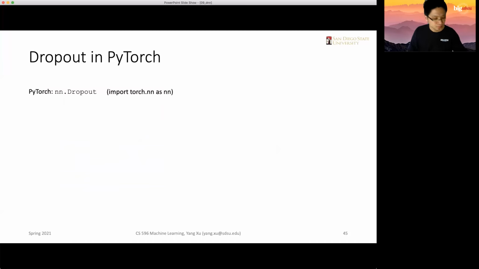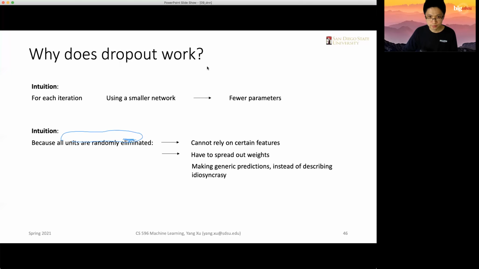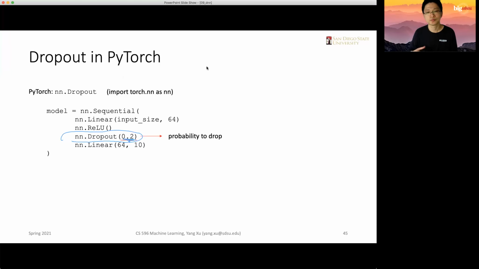All right. Because this is a technique that is so commonly used, the implementation in PyTorch is actually very easy. We just need one line in the arguments. Like we can add a dropout line, okay? And this probability means that we drop out 20% of the neurons in that layer, okay?